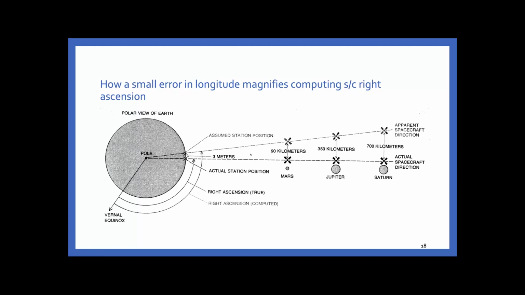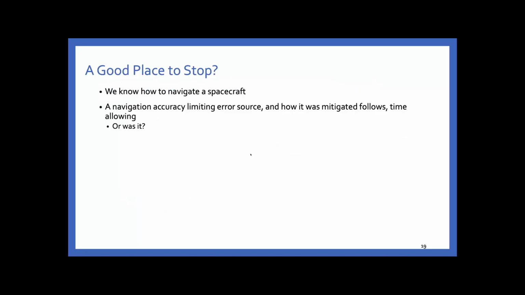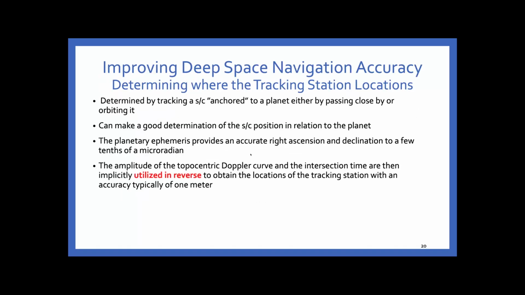So when I came here, the task was to improve the accuracy of deep space navigation by reducing the uncertainty in the tracking station locations. Because if you don't know where the stations are, you can't determine right ascension and declination.